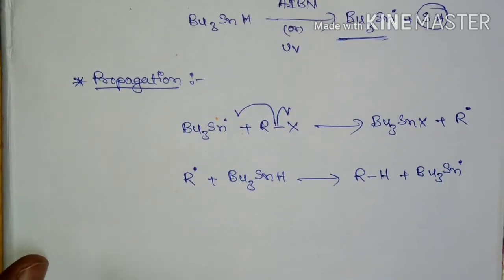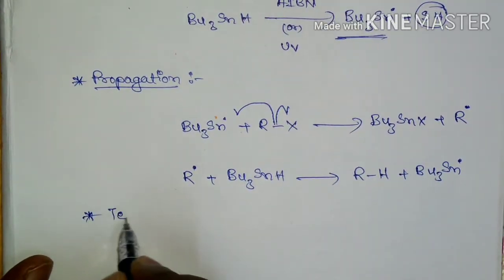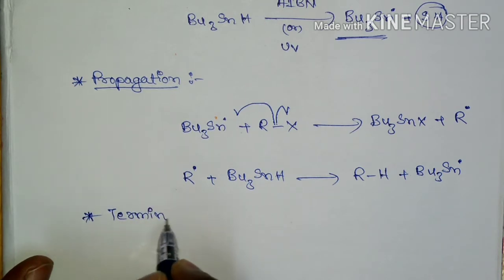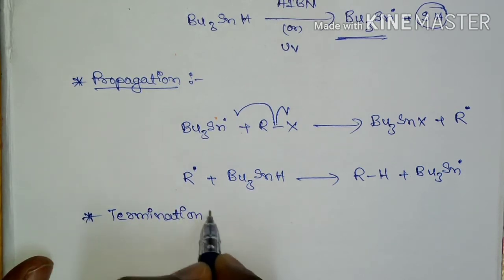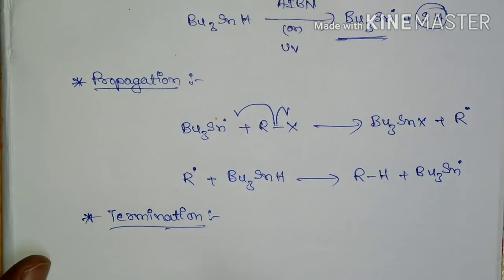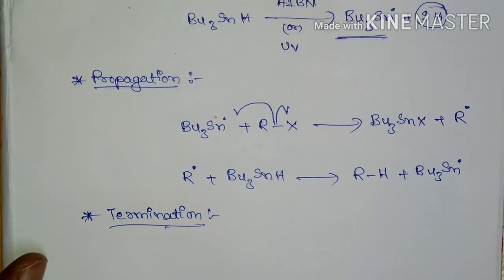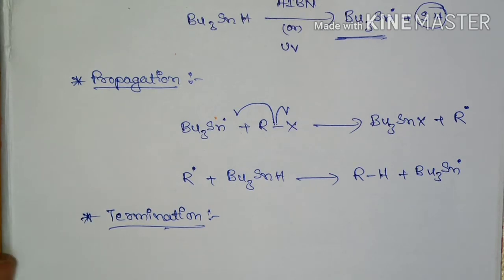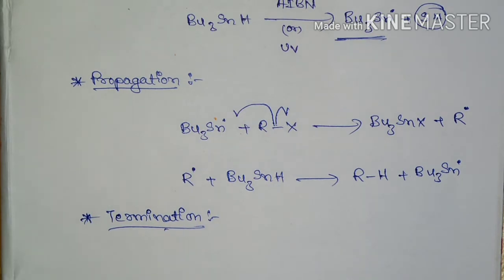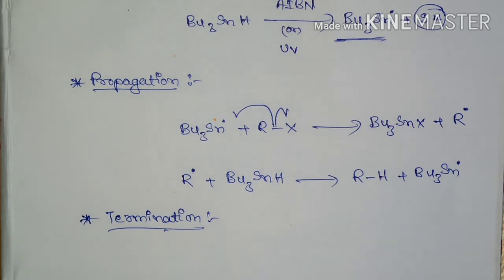And in the last step, that is the termination, it will be by adding some scavengers. So whatever tributyl tin radical is present is going to be terminated. So this is how the reduction of halides takes place by tributyl tin hydride.